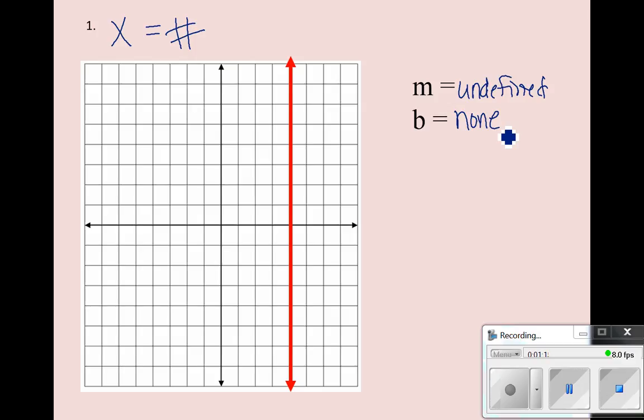Now that you've completed the M and the B, and you already know the equation is going to be x equals a number, let's fill in the equation in the box. Going to the box on your notes, let's go ahead and write x equals, and now we need to figure out what that number is going to be. How do we figure that out?